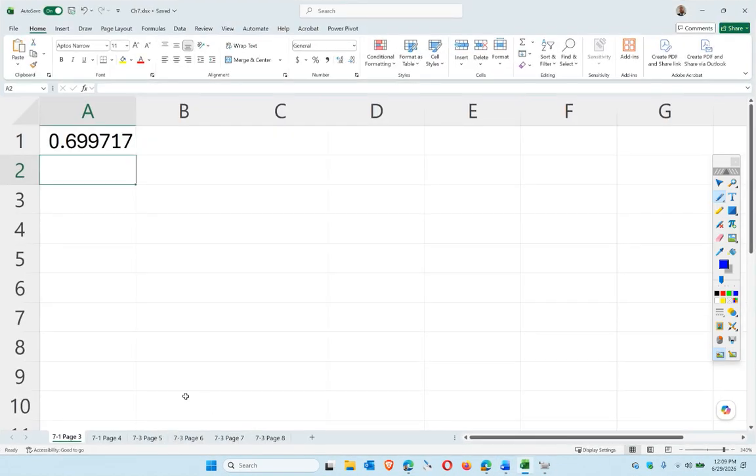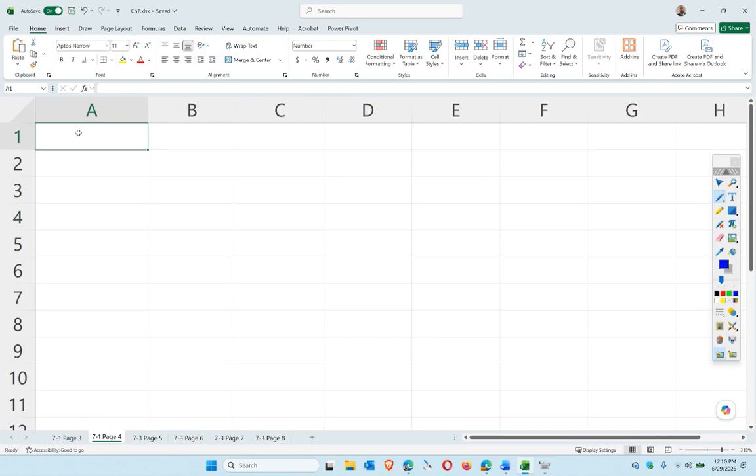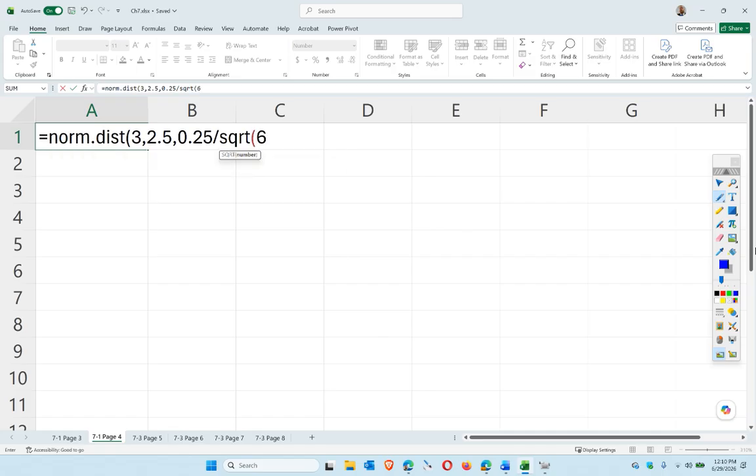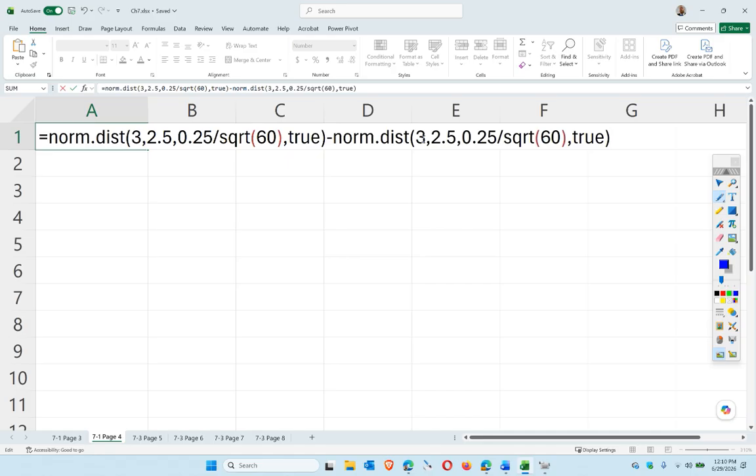Okay, let's go to the next one here. So normal dot distribution. So between 2 and 3 hours. So 3 comma 2.5 comma 0.25 divided by the square root of 60 comma true minus, I'm going to cheat and copy this, paste that, and put 2 here.